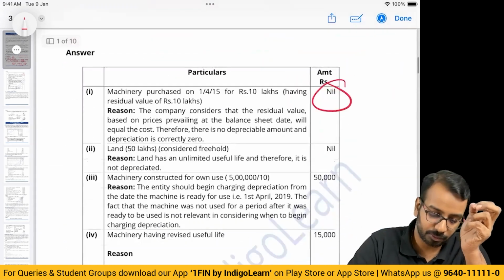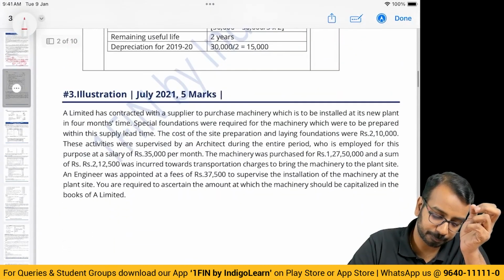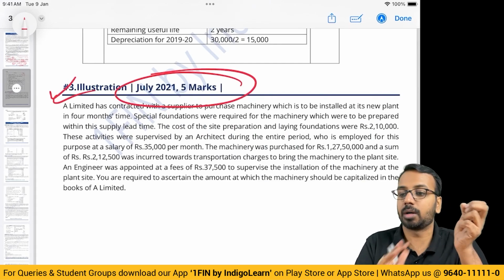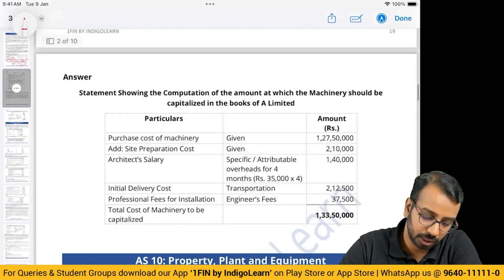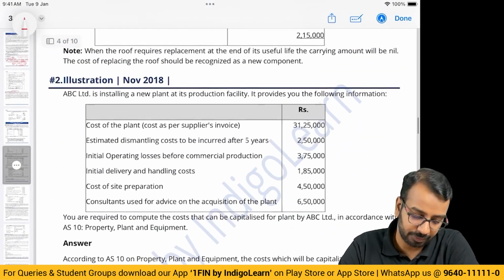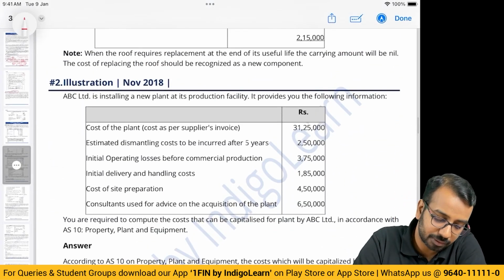So this is a very straightforward question. The same thing we discussed, the July 21 5-mark question, just now what we did. Okay, that is also a straightforward question. Sir, is it feasible to do September 24? Definitely we can do it. Okay, we'll look at a few more questions.